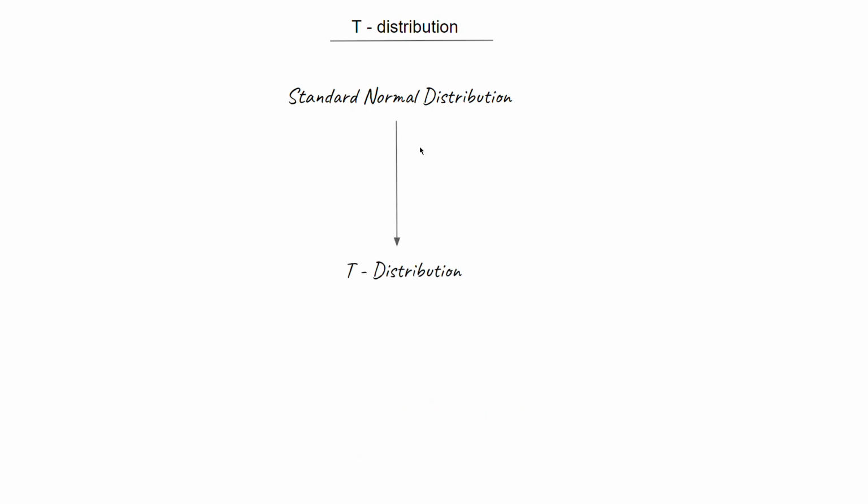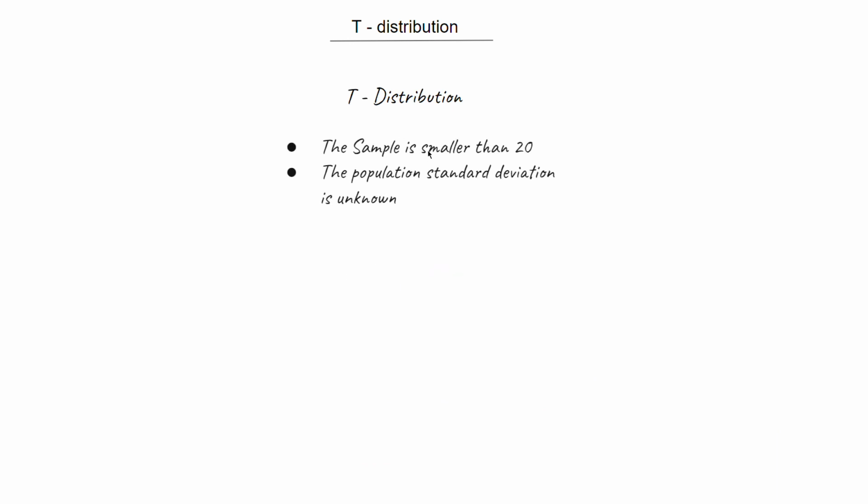And the t-distribution is actually related to the standard normal distribution, and in order for you to use the t-distribution, the sample must be smaller than 20 and the population standard deviation is unknown. So if you do not have much time and your sample is very small, the t-distribution will help you a lot.